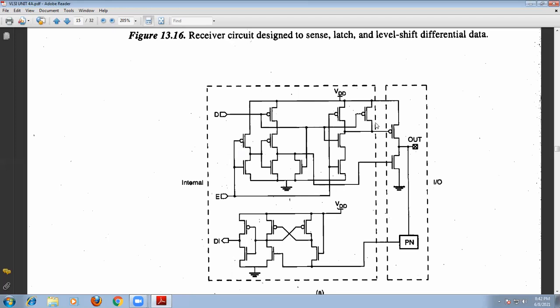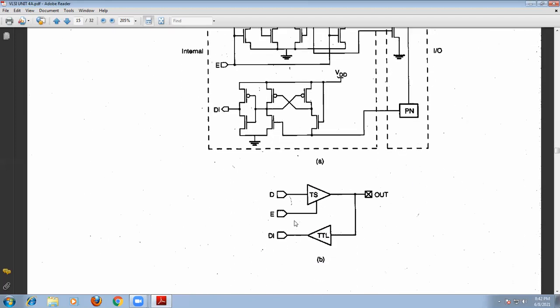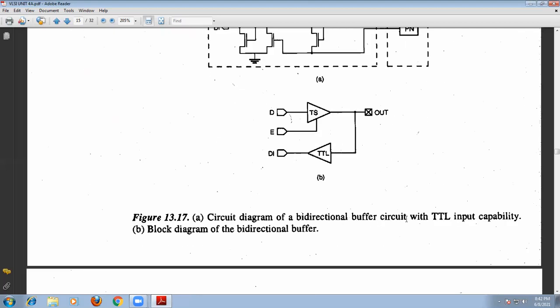And this is the output drive circuit. So we are present in this output circuit. This is the internal circuit, and this is the output circuit. The structure is given in this block diagram like this. The same circuit: this is the TTL transistor logic circuit, and this point is coming from the output pad. So a level shift is possible in this case. This is the circuit diagram of the bidirectional buffer circuit with TTL input capability, and also the block diagram of this bidirectional buffer.